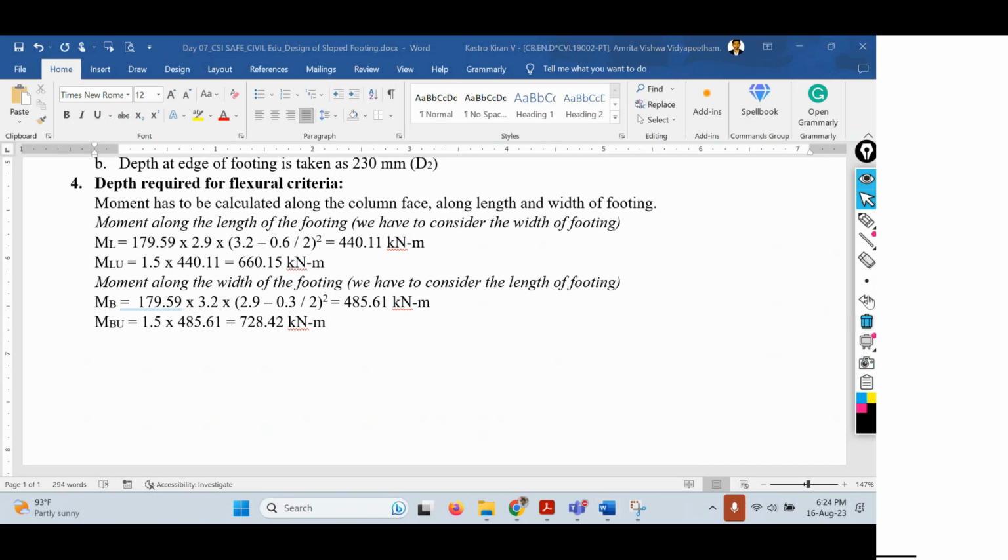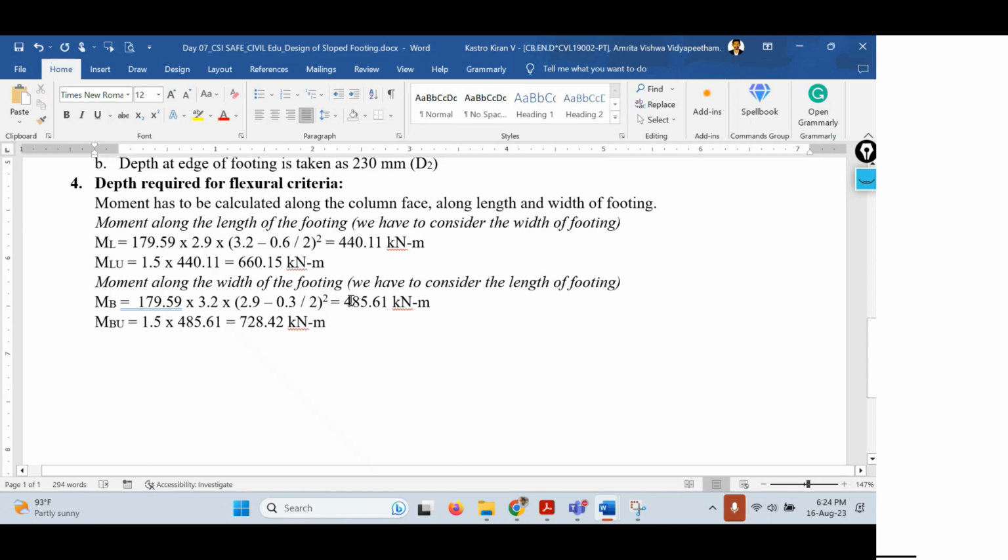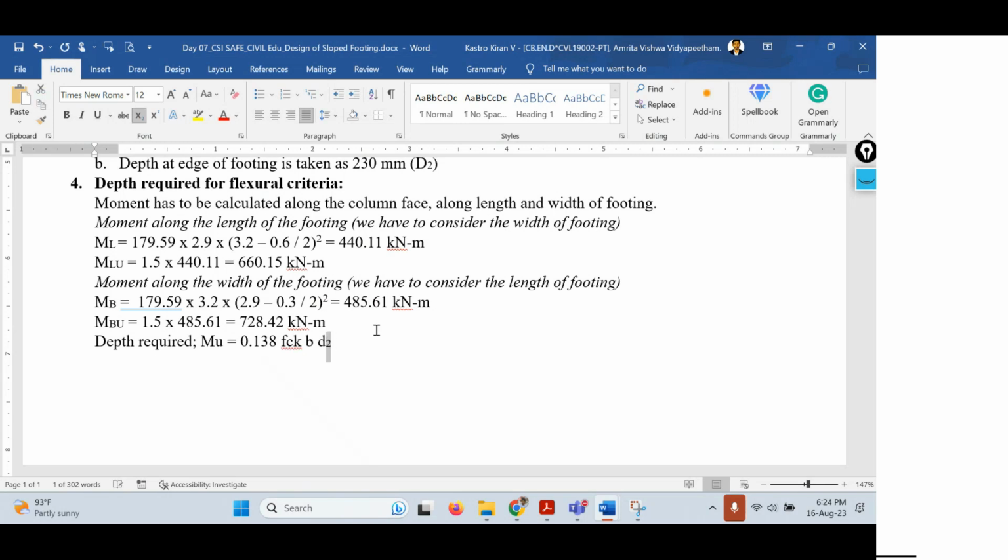How to get the depth required value? It is based on the grade of steel. So the depth required: if you want to find the depth, Mu equals 0.138 fck b d square. That's the formula. From this, we are going to calculate the depth value. Now what is the value of Mu?